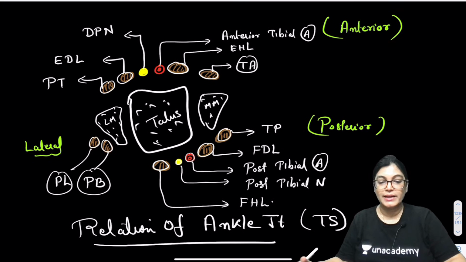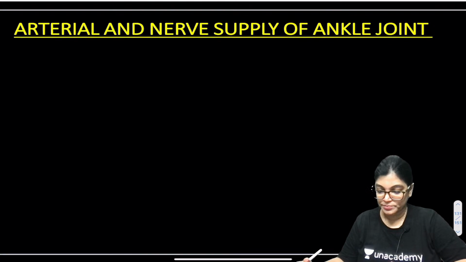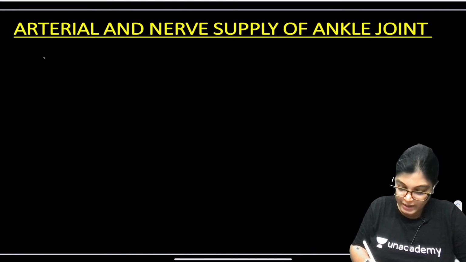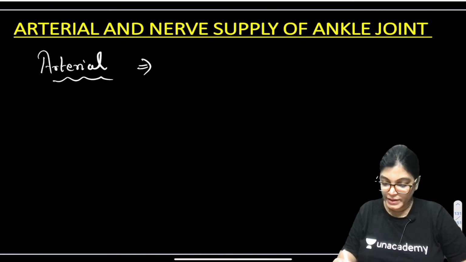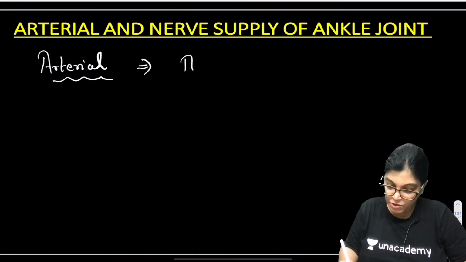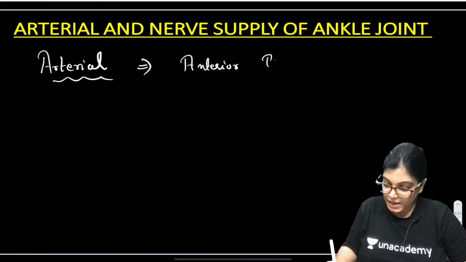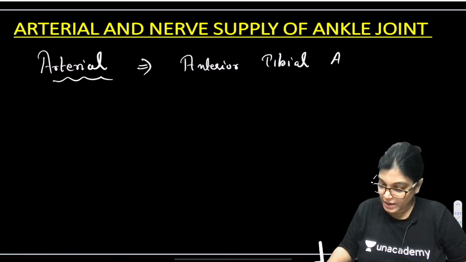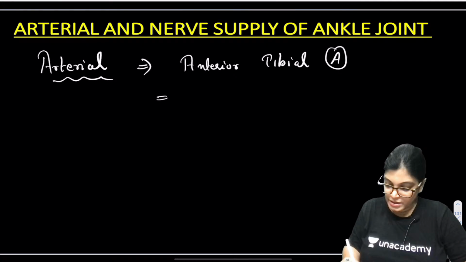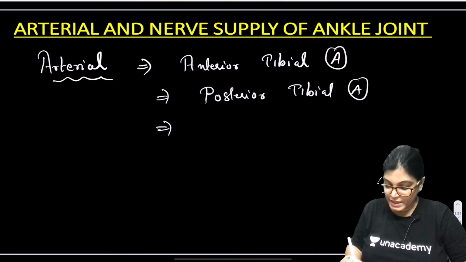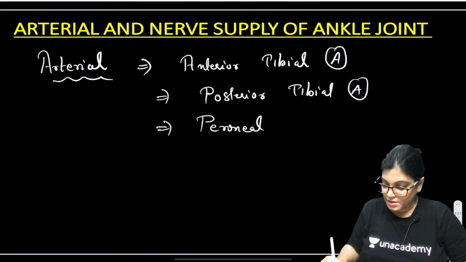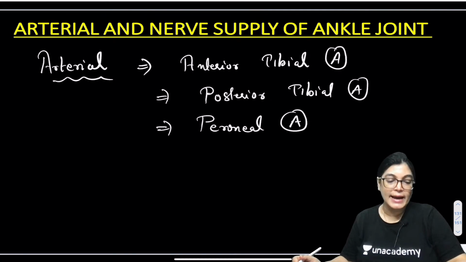So, we have done with the relation, and next what I want to tell you is about arterial supply and nerve supply of ankle joint. Firstly, let me move with the arterial supply. Arterial supply of ankle joint is from the following sources. The arteries are anterior tibial artery, the other is posterior tibial artery, and also it takes contribution from peroneal arteries. These are the arterial supply.